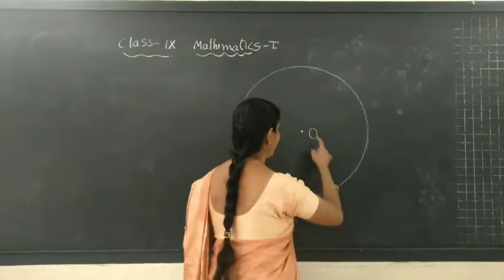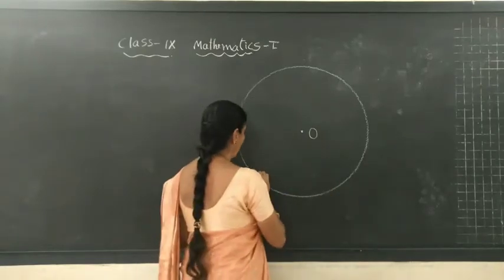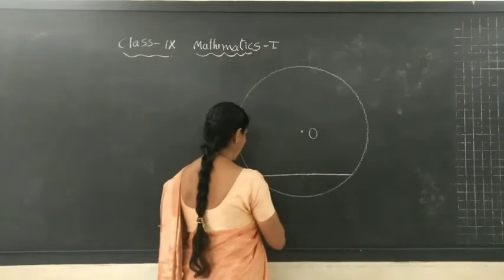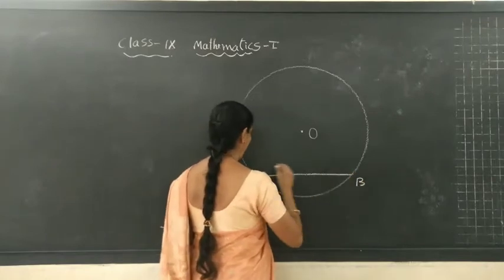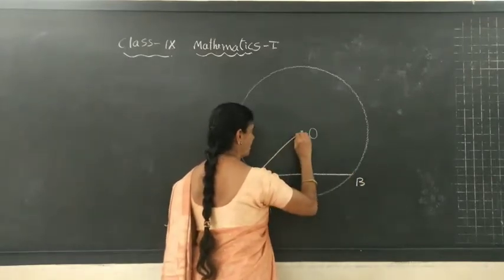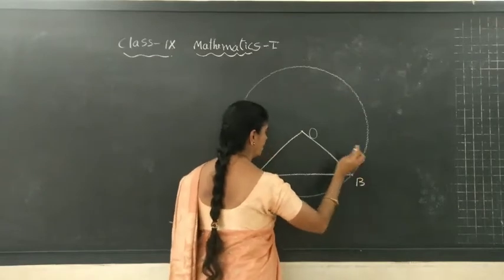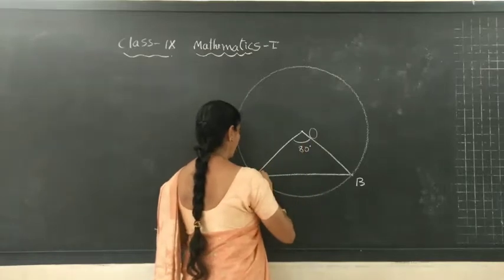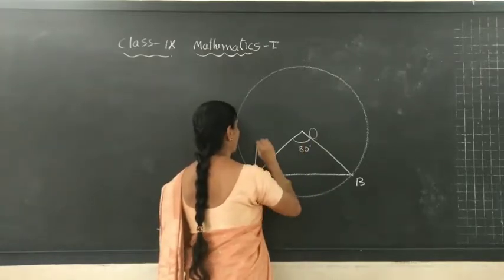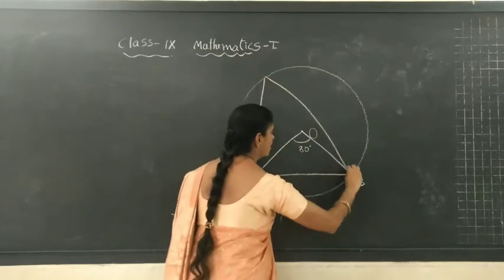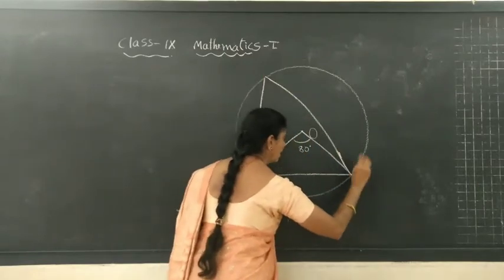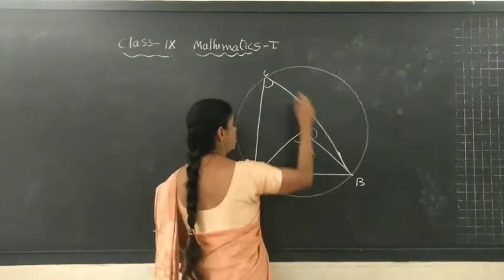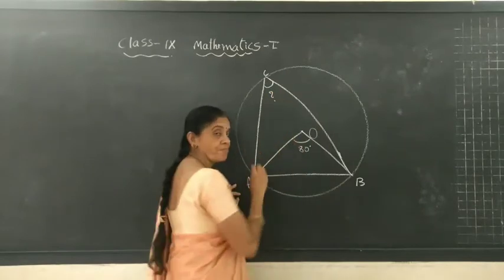That is, in a circle with center O, I will now draw one chord AB, and it will make an angle at the center of 80 degrees, and the end points of that same chord will make another angle on the other part of the circle, angle ACB. This is how much?